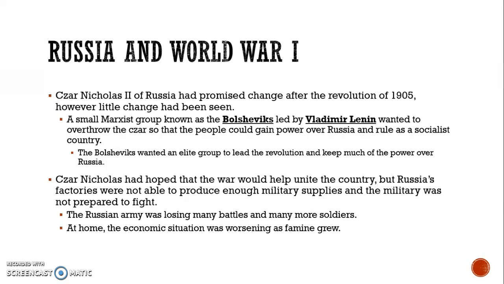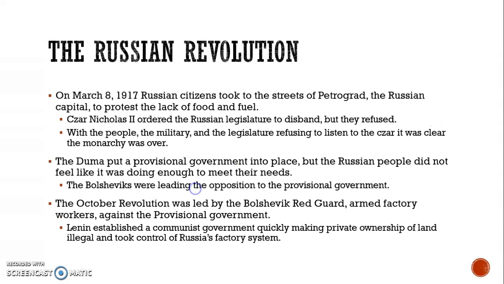Tsar Nicholas had really hoped that the war would stir up some patriotic feelings and help to unite the country, but the factories weren't able to produce enough military supplies, and the military wasn't prepared to fight. They were losing lots of battles, and then there was a lot of famine and hunger and poverty overall, and so the Russian people weren't very happy with his leadership.